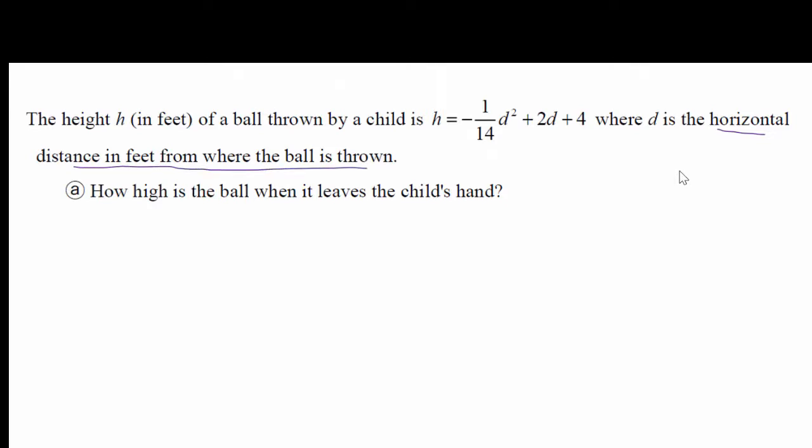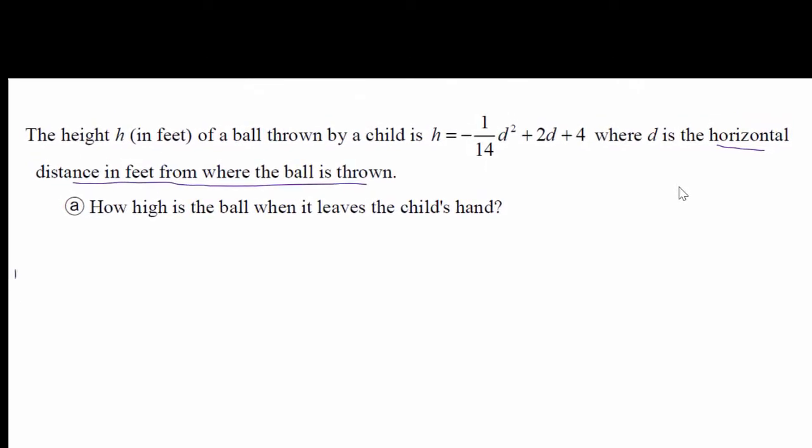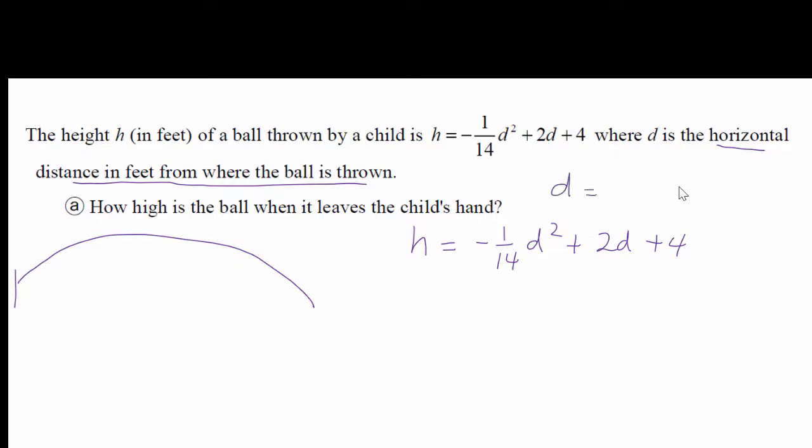So let's think about that for a minute. Here's my child. And he's throwing a ball. And the ball is going to, of course, travel in that parabola shape that we've talked about, right? And the input variable, because you've got this equation, h equals negative 1/14 d squared plus 2d plus 4, is d, and d represents horizontal distance from where the ball is thrown.